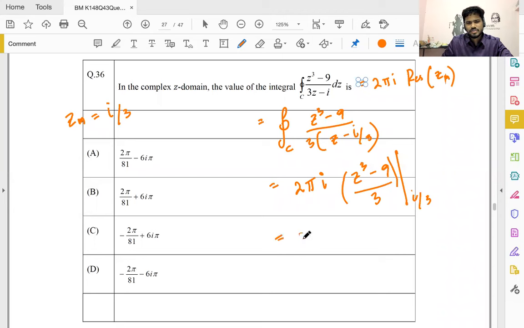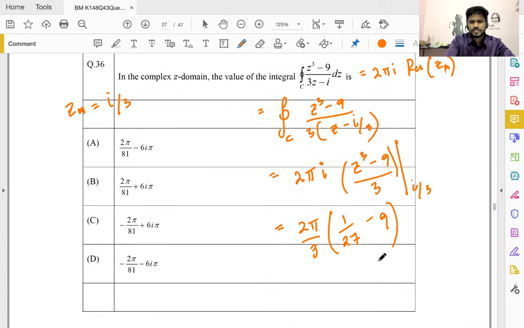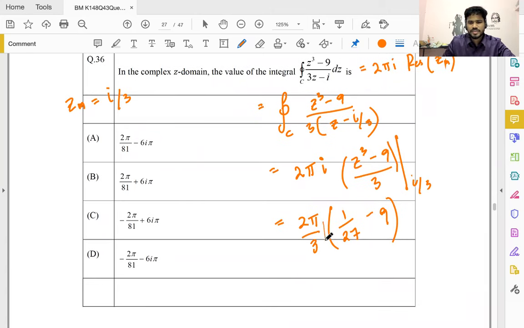Yeah. So this is 2 pi by 3 into Z cube is I cube. There is one more I power 4. That is 1. I took that 3 outside. Oh no, this is I by 3. So this is 1 by 27 minus 9. There should be a J somewhere here. Yeah, J is outside.